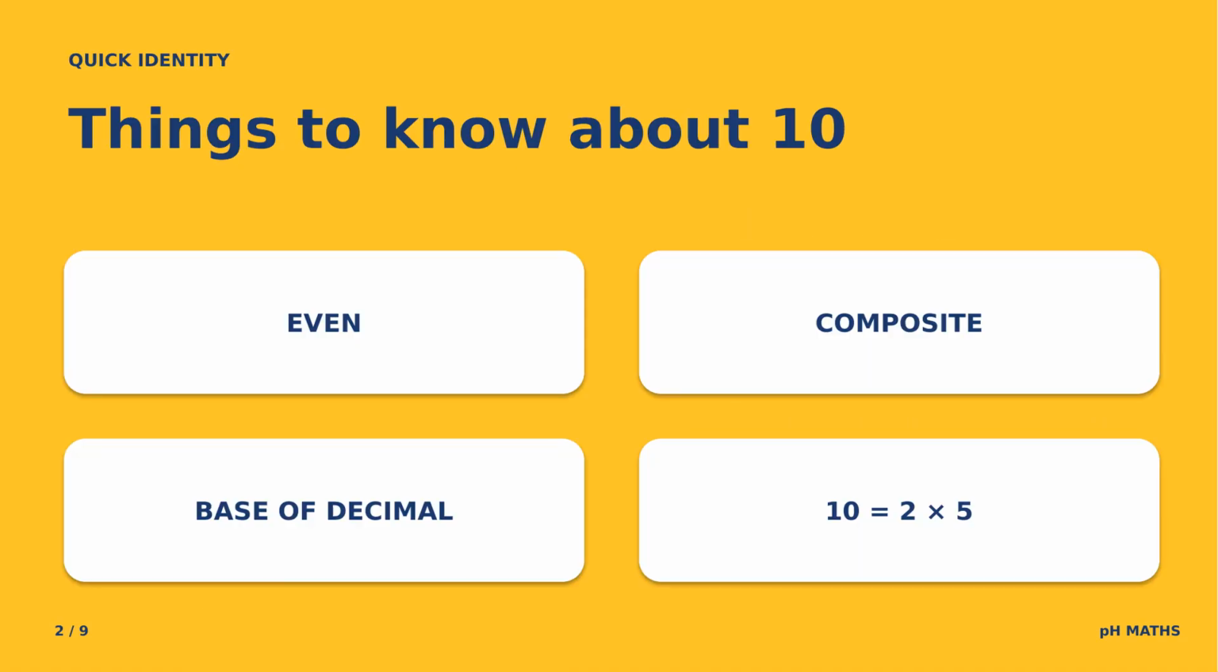Quick identity check. 10 is even. 10 is composite. 10 equals 2 times 5. 10 is the base of decimal, which means our entire number system runs on multiples and powers of 10. And 10 equals 2 times 5, the smallest two primes that multiply to a round number. The 2 times the 5 gives 10, an even, clean, easy to divide structure that 9, 11, and 12 simply don't have.